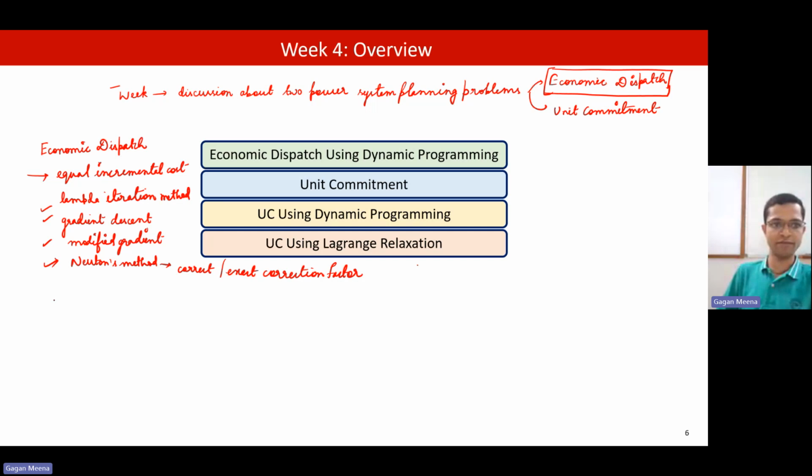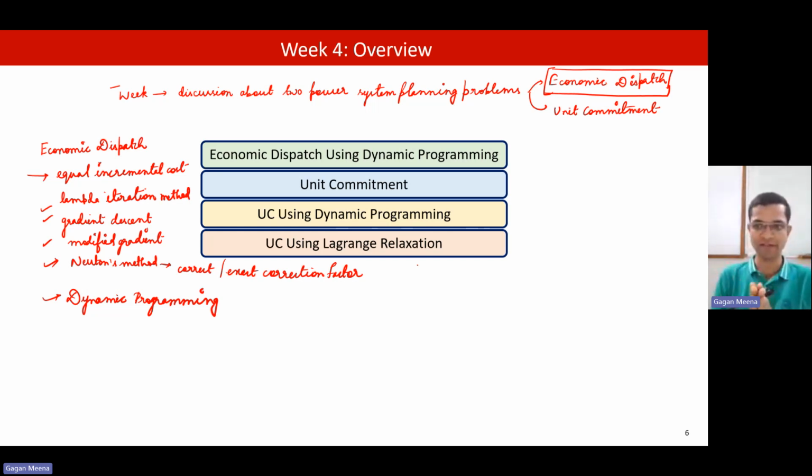Today we are introducing one more new method, the dynamic programming method, for solving the economic dispatch as well as the unit commitment problem. For unit commitment, we will see the difference between economic dispatch and unit commitment. And for unit commitment also, we will see different methods. Two of them are listed here, but there are other methods as well. So today's class is going to be very important from the power system operations point of view.